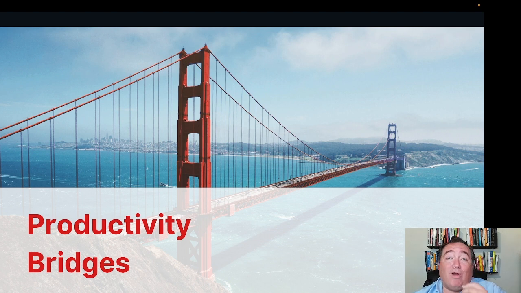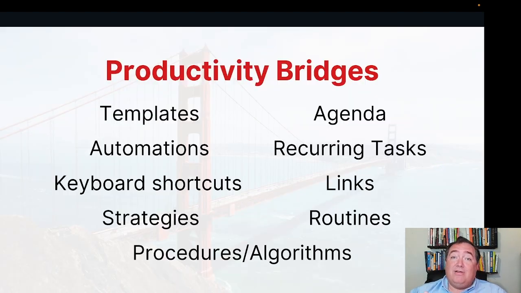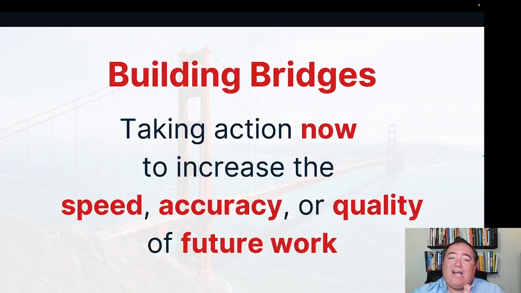So a productivity bridge is the kind of little workflow that allows us to work more effectively. There are a lot of different types. Productivity bridges come in the forms of templates, automations, keyboard shortcuts, strategies, a daily agenda, a recurring task, links to materials or resources that you need to get work done, routines, procedures, algorithms, and no doubt other structures that I don't include on the list here. I don't consider it exhaustive. What unifies the idea of productivity bridges, though, is that they are all the result of actions that you take now to increase the speed, accuracy, or quality of future work.